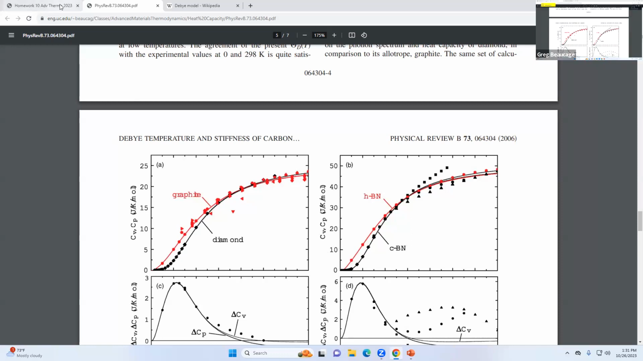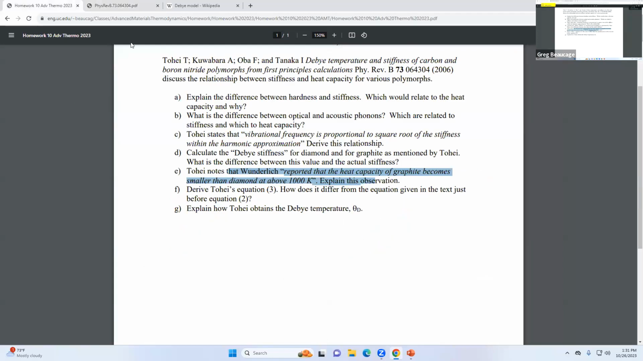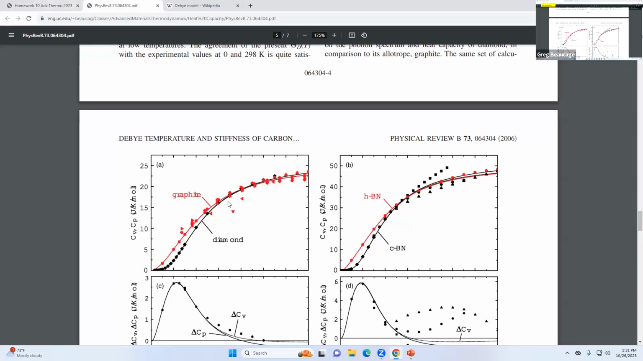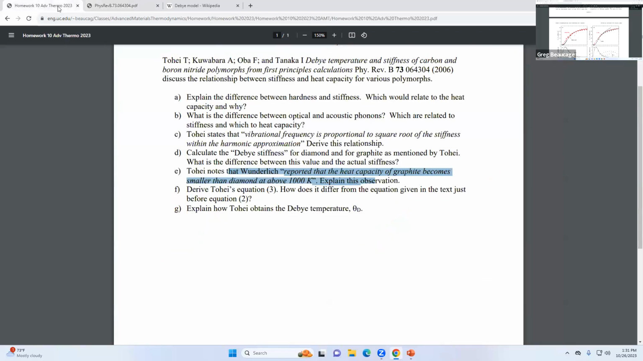What's the question again? It's just like, why does that change? So why does the heat capacity change like that? So it's basically because of density of states. You give a short answer or a long answer.